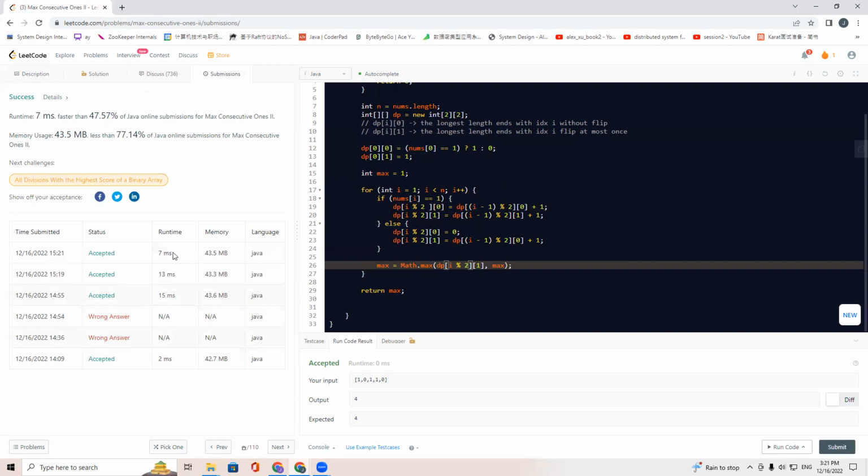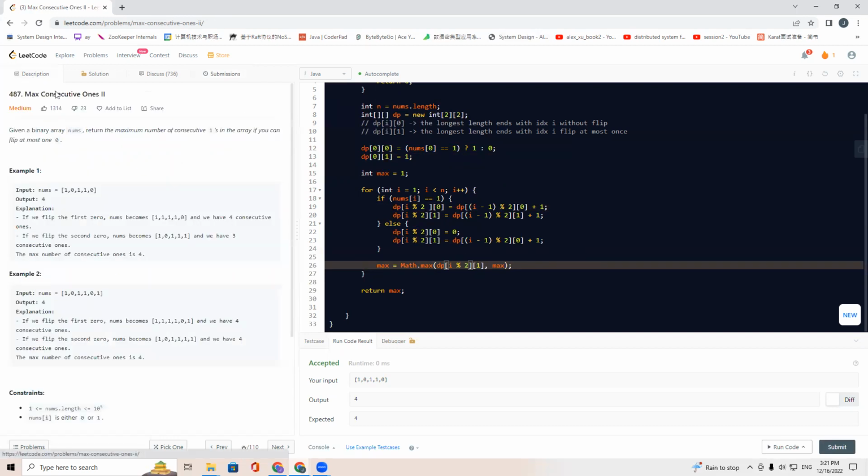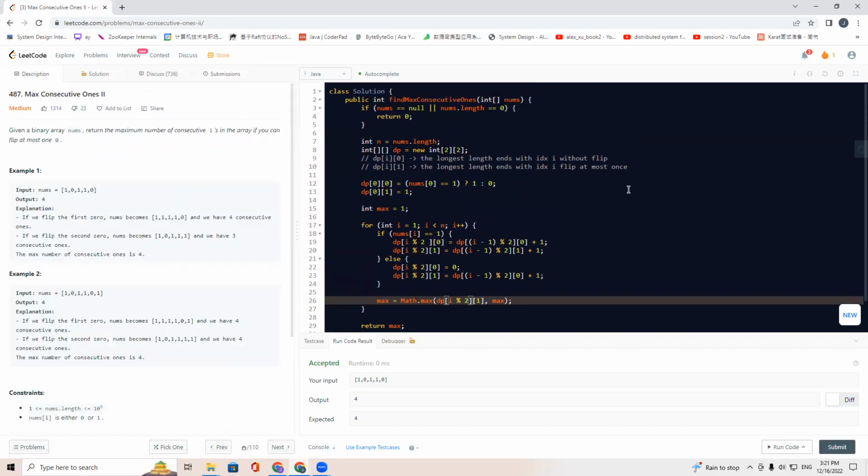Okay, this looks better. Runtime is better. So this is a DP way to solve this. Time complexity O(n), space complexity constant.